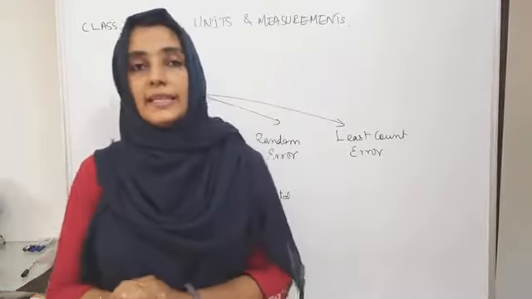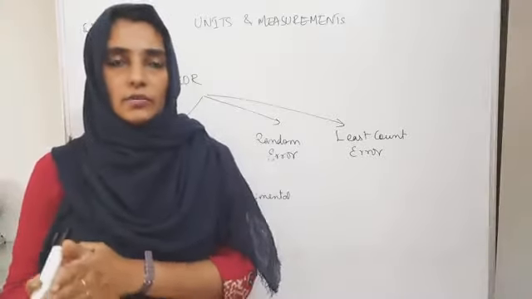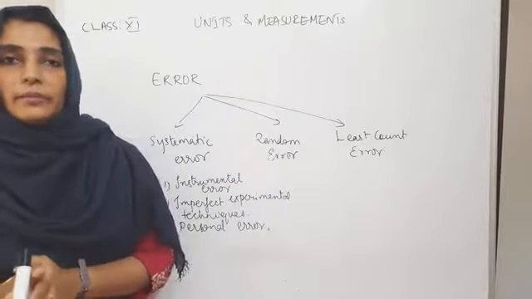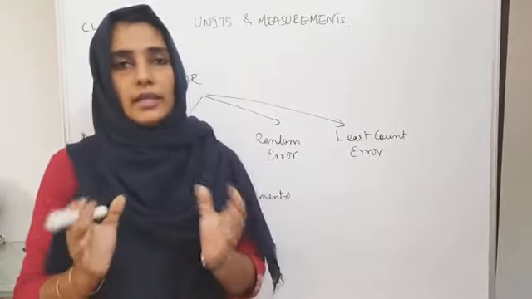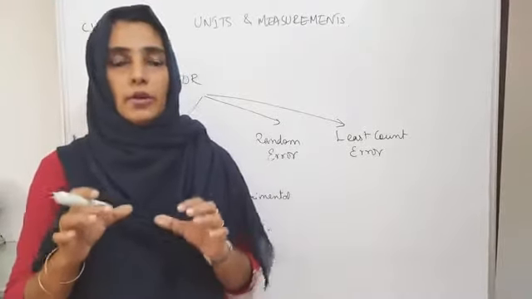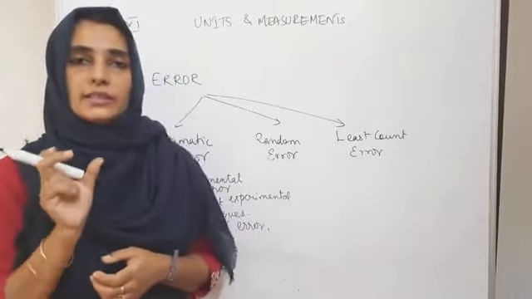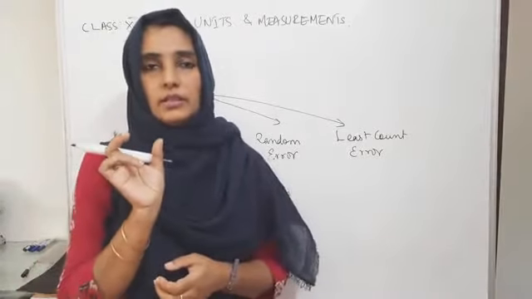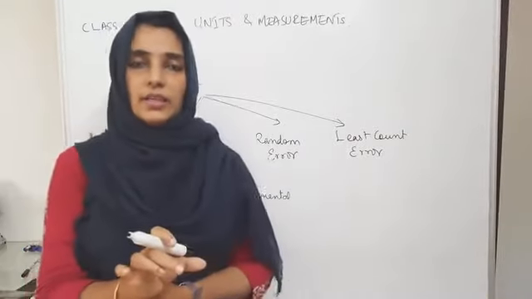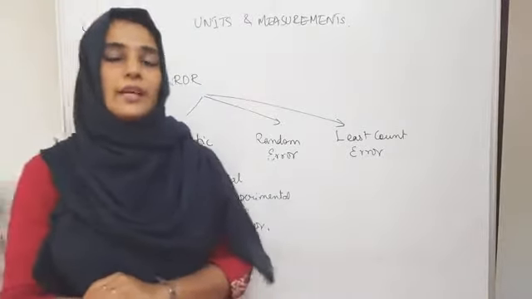Basically, error is a term which is always related to the deviation of a measurement from its actual value. If you want to find out the length of a regular body, say for example a cube, and you want to find out one side of the cube, whenever you take the measurement, there will always be an error related to it because our measurements cannot be perfect.